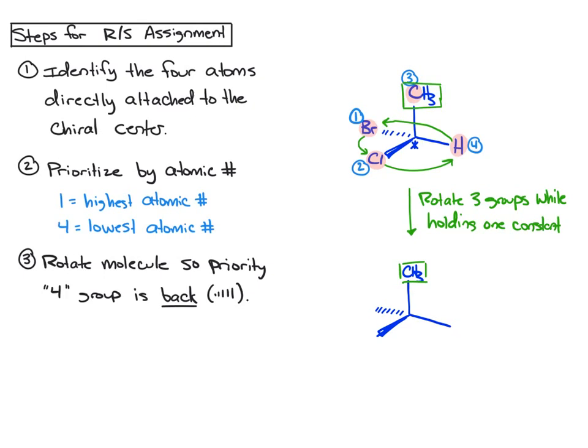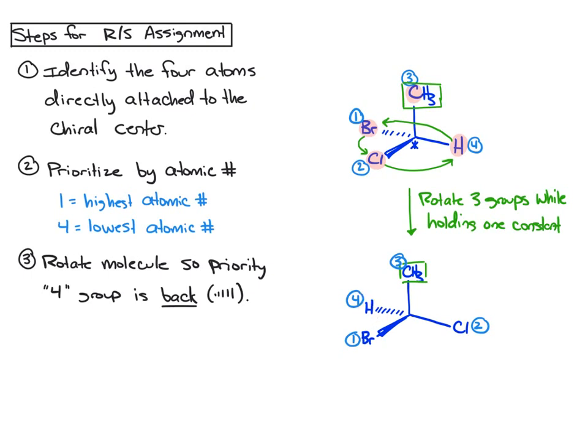But then my hydrogen was rotated to the back. The bromine was rotated out. And the chlorine rotated into the plane. Now let's just retranscribe our priority numbers. Here's priority 4, 1, 2, and 3. So now we have this set up the way we need it with the priority 4 group in the back.